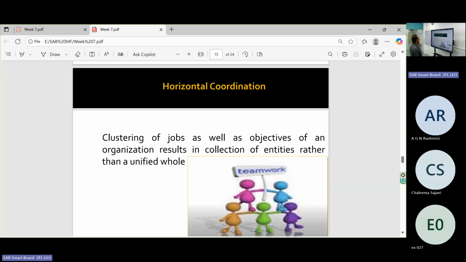Then this also follows the synergy concept in systems theory. Synergy, or collectiveness, cannot be achieved. Collective results cannot be achieved by having only vertical coordination, unless having horizontal coordination. The ultimate task of an organization is to achieve the corporate goals, strategic goals. To achieve this, this is highly essential. It's a must.